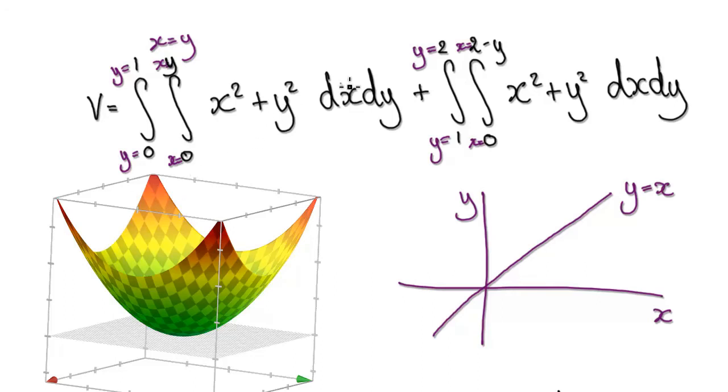It's saying move parallel to the x-axis, but start at x equals 0 and stop at the line. So it's saying this: start at 0 and then stop at the line. But you must move parallel to the x-axis. Start at 0 and stop at the line.